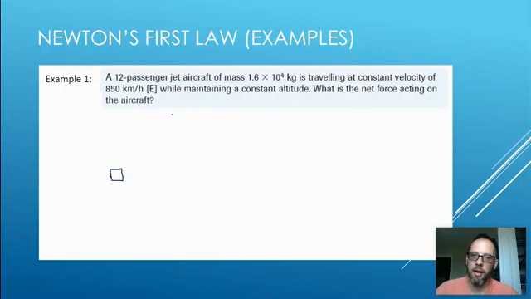So we have a jet traveling with a certain mass, traveling at a constant velocity. We're given that velocity as well, maintaining a constant altitude. And we're asked to find the net force acting on the aircraft. So first of all, let's draw the forces we have going on here. So hopefully the most obvious one, we have an aircraft flying through the air. And the first force we have acting on it is a gravitational force pulling it down.